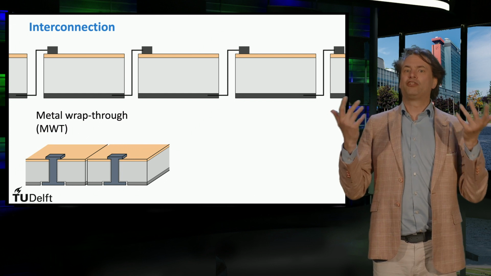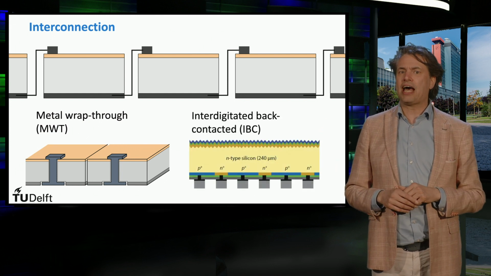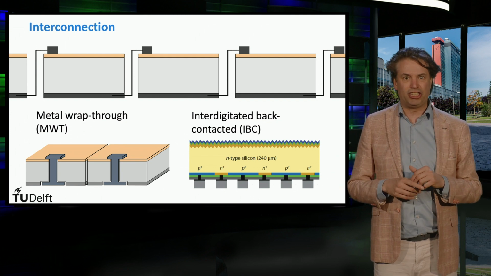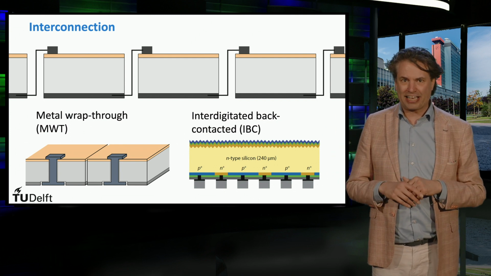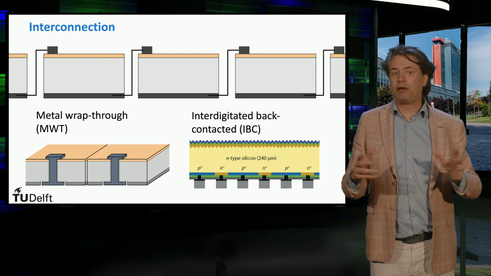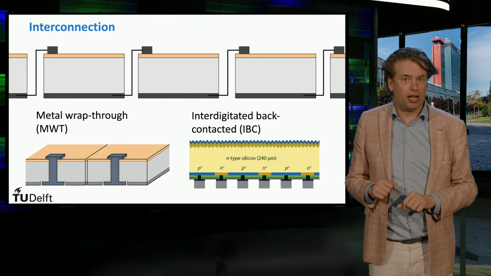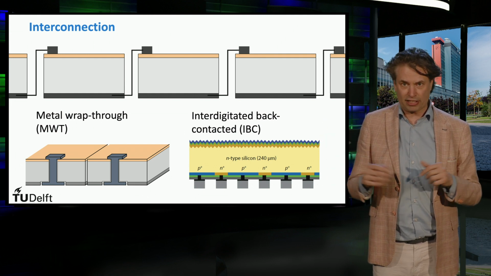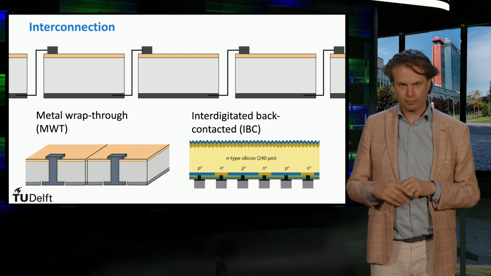A more advanced way to place all the contacts at the backside of the solar cell is found in the earlier discussed interdigitated back-contacted technology. Both the electrons and holes will be collected at the backside of the cell by alternating placed p and n layers that serve as selective contacts.